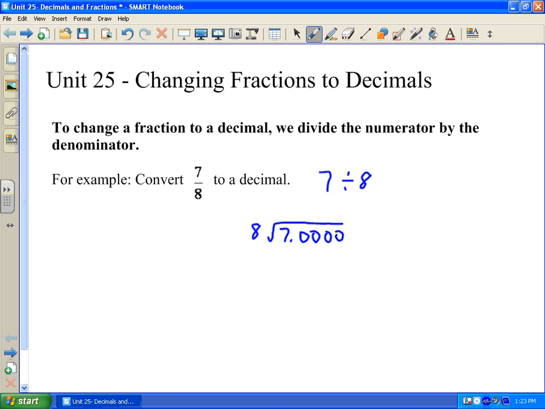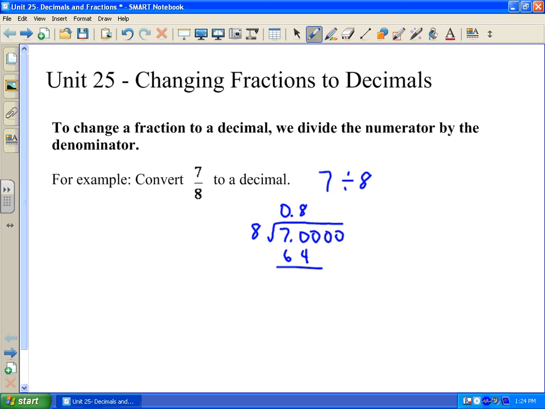So if I look, how many times does 8 go into 7? Well, it doesn't go in evenly, right? 0 times. I need more numbers. So I leave my decimal, and now I consider the 70. How many times does 8 go into 70? Well, not evenly, but I need a number that's close there. So if I go 8 times 9, 8 times 9 is 72. That's too big, so I'm going to go 8 times 8. And 8 times 8 is 64.